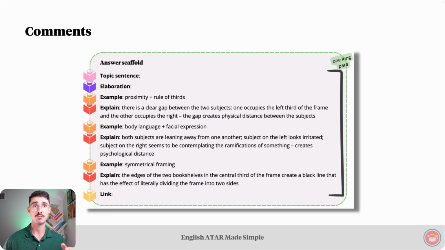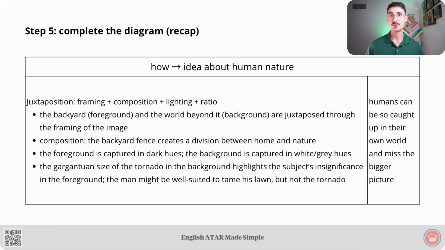We have how, an idea about human nature. How refers to language features, so we're looking at how language features work to convey an idea about human nature. The language features that we identified from the previous lesson were juxtaposition of the framing, composition, lighting, and ratio. We discussed that those different language features then work to convey the following idea about human nature, which is that humans can be so caught up in their own world and miss the bigger picture. I.e., we have Thesis mowing his lawn while there is a tornado behind him. That is our recap of the completed diagram.